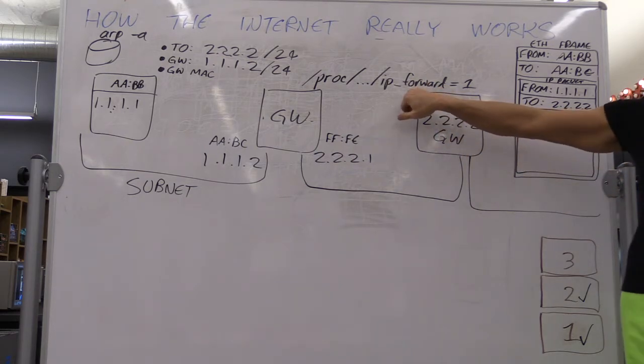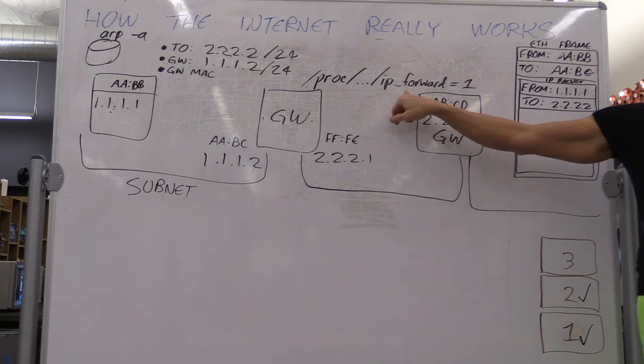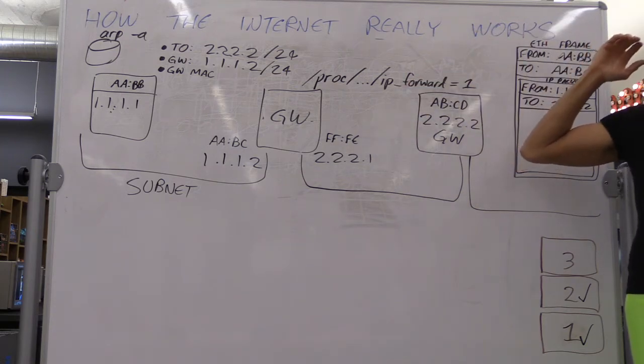That's why this file is turned off by default. If this was turned on by default, then everybody's machine would act as a gateway, and believe me, that would get abused in about 2 seconds.